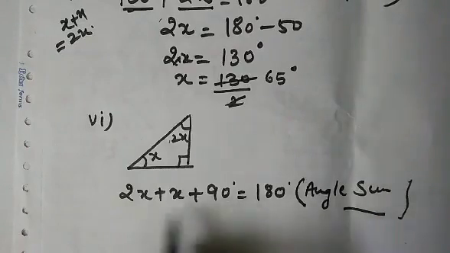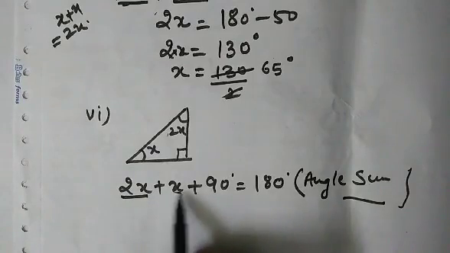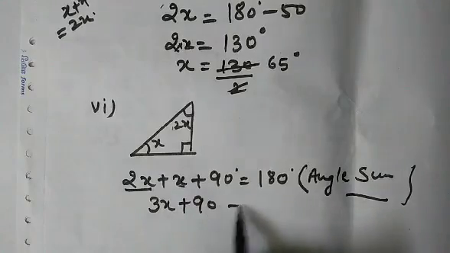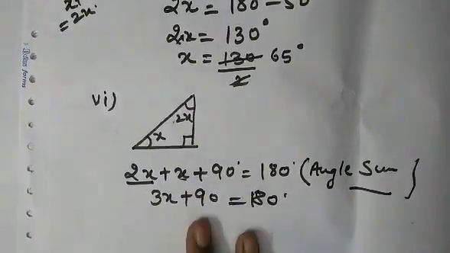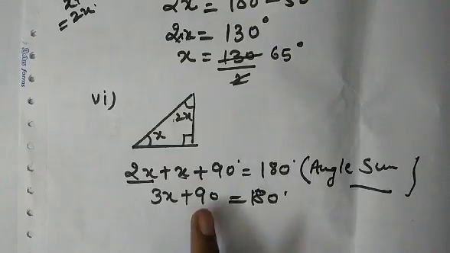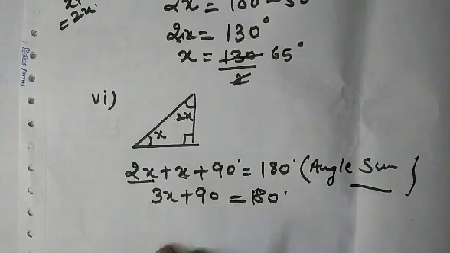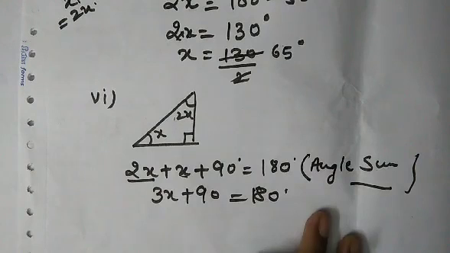You have to mention it. Now you have to add the like terms. Here it is 2x and here it is 1x, so together they will be 3x plus 90 equal to 180. Okay, now next I am leaving for you. You can complete it yourself. Shift this 90 to that side. It will be 180 minus 90 and you can find x. Okay, x will be 30 degrees.